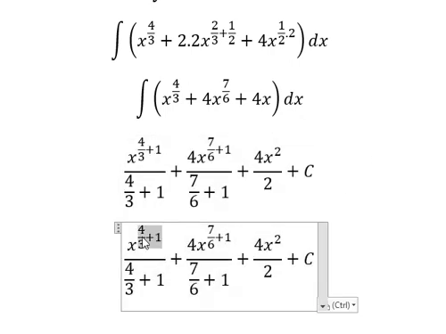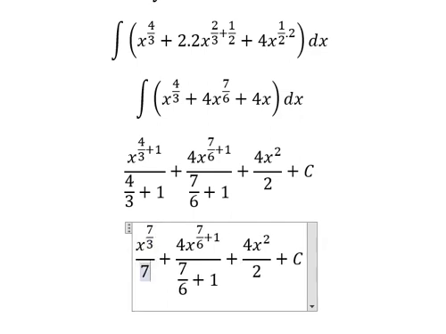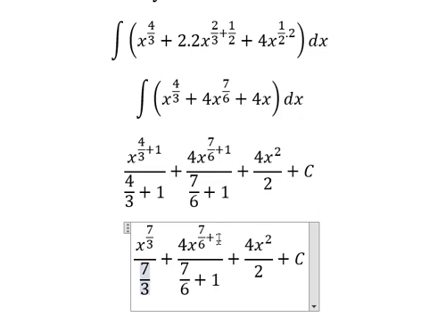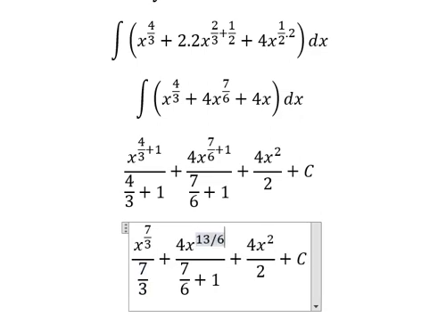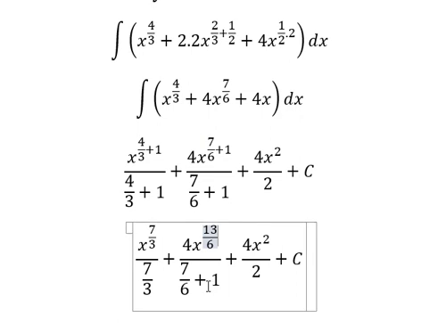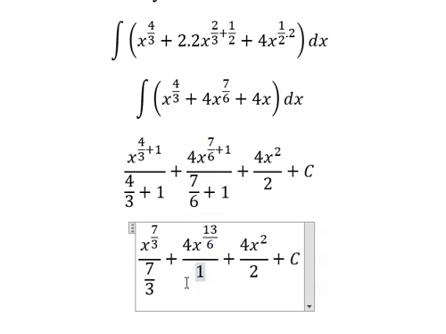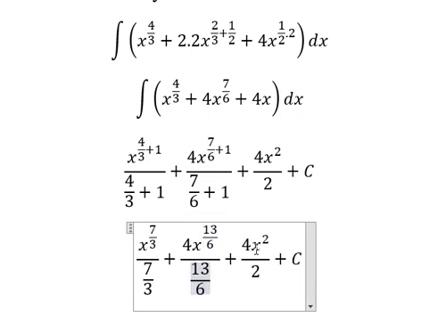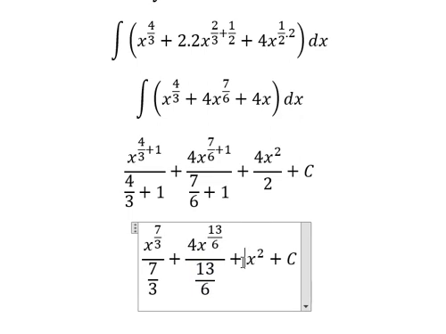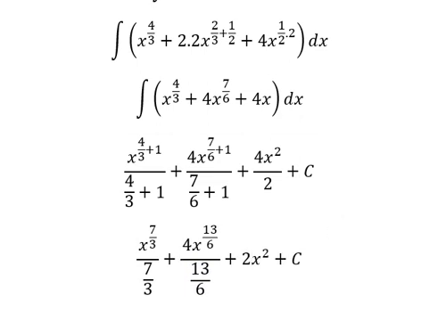So this one in here, we have 7 over 3. This one we have 7 over 3. This one we have 13 over 6. And this one we have 13 over 6. 4 divided by 2, we have s squared. And number 2. This is the end.